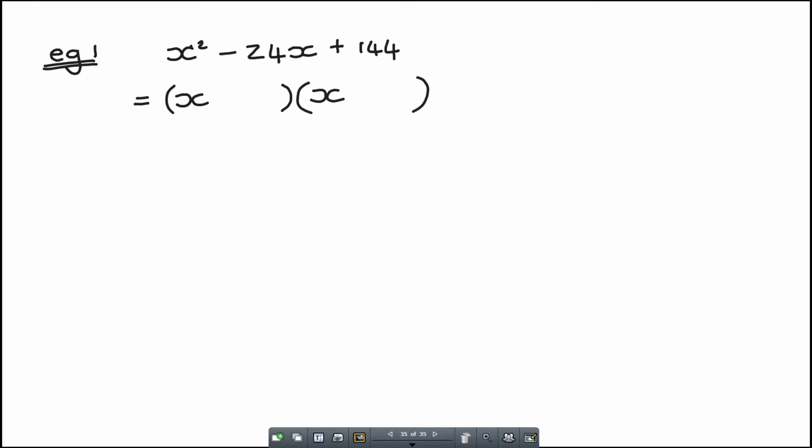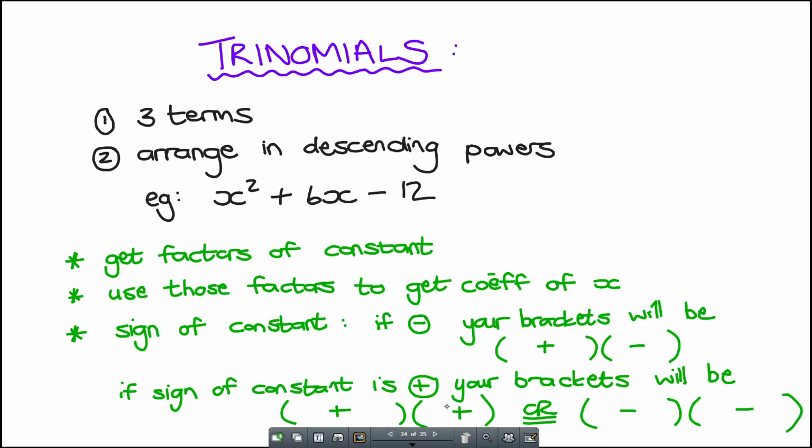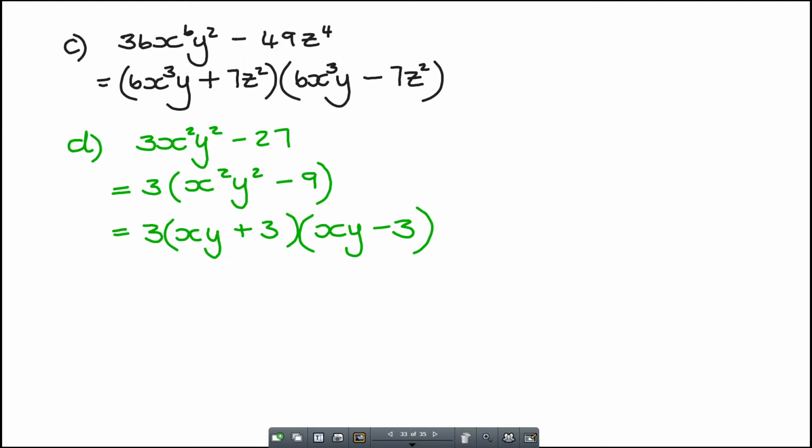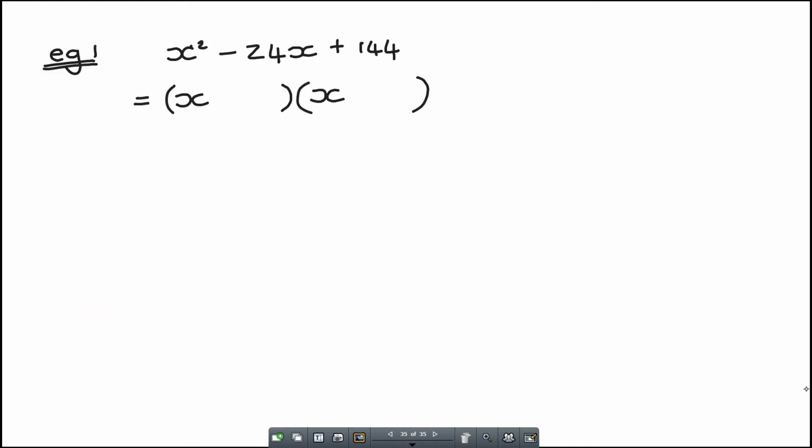Now, I want to see what my signs are going to be. Have a look. Can you see this is a plus? Okay, so I'm just quickly going to skip back. If it's a plus, both of them will either be positive or both of them will be negative. Okay, so how do we decide? Remember, I have to get negative 24. So can they both be positive? No, that's how I knew they would both be negative.